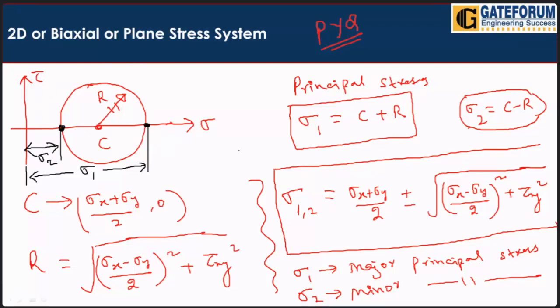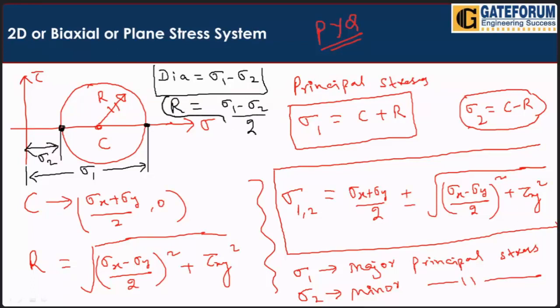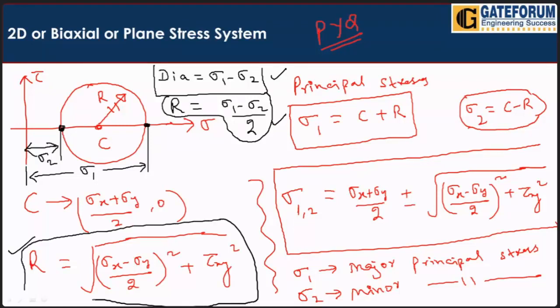So what is the value of the diameter of the circle? The diameter of the circle is sigma 1 minus sigma 2. So what about the radius? The radius will be diameter by 2, so sigma 1 minus sigma 2 divided by 2. This will become the radius of this circle. And this is also a formula of the radius.